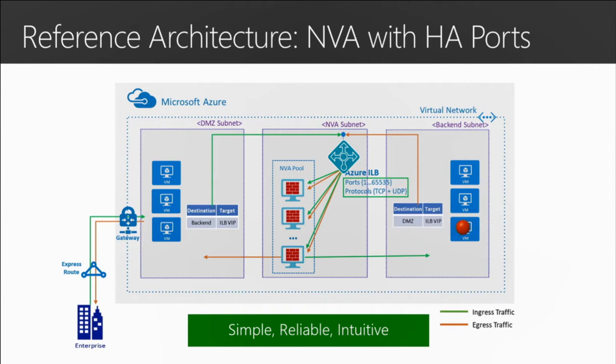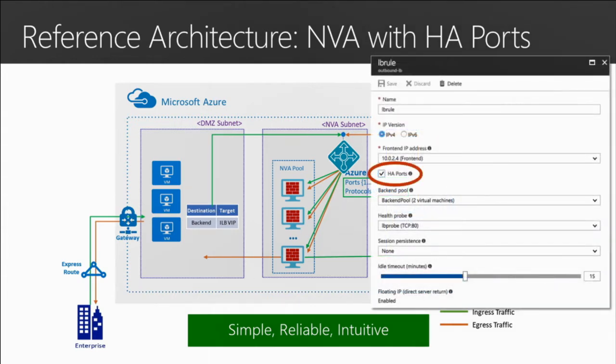So basically, the UDR from the DMZ points to the ILB on the front end, and the same thing happens on the back end, and you get a symmetric path through your virtual appliance in the back end pool of the internal load balancer. So you guarantee that both halves of the connection end up on the same appliance. So this creates a very simple, reliable, and intuitive way to do high availability with appliances.